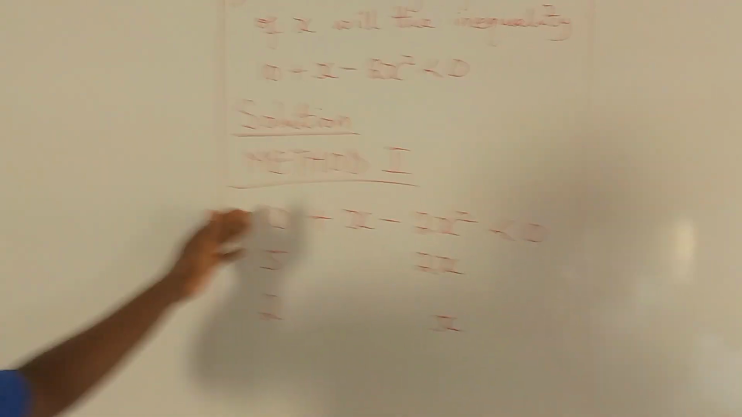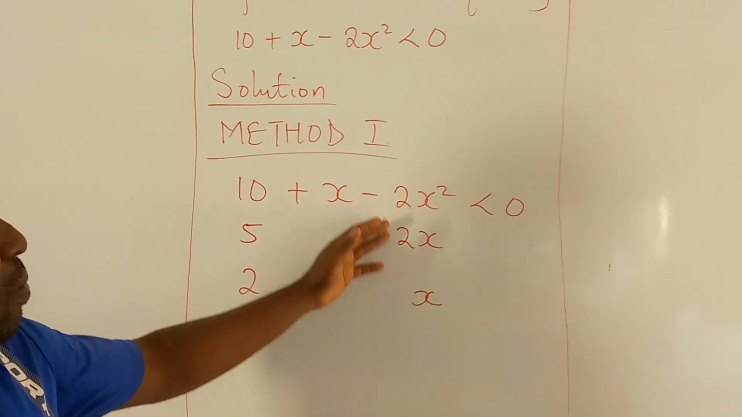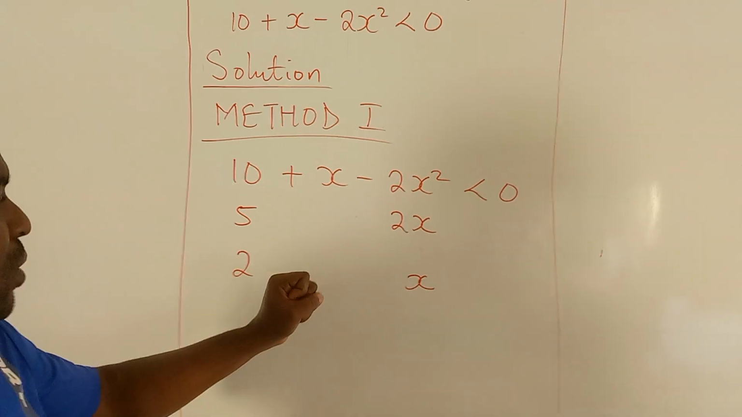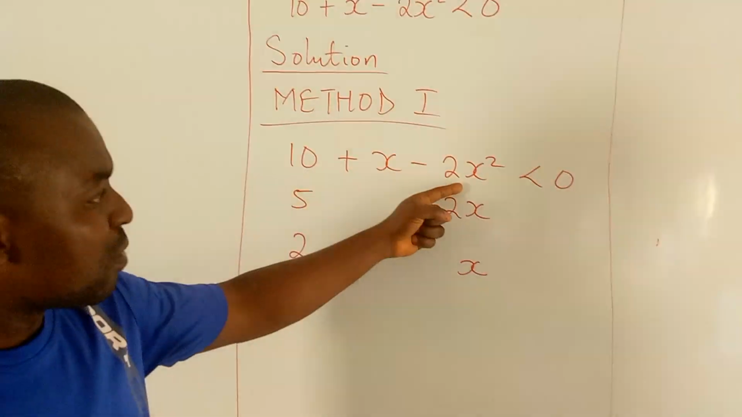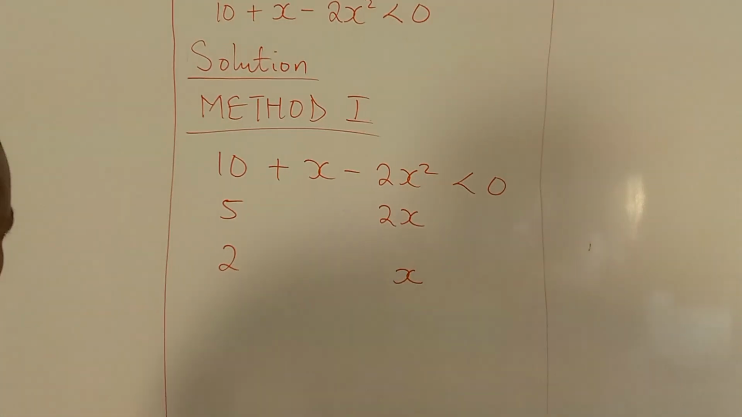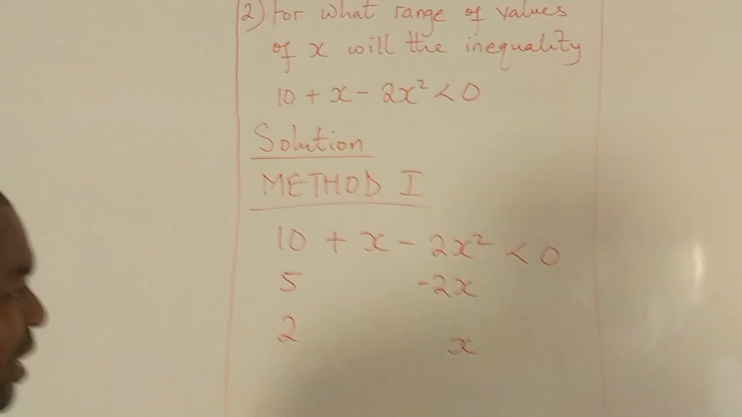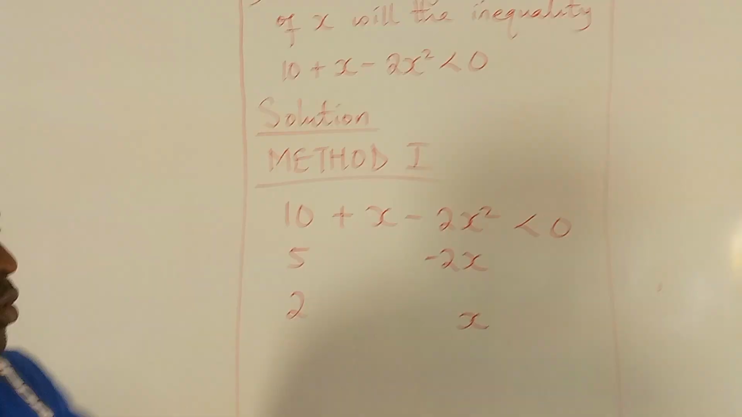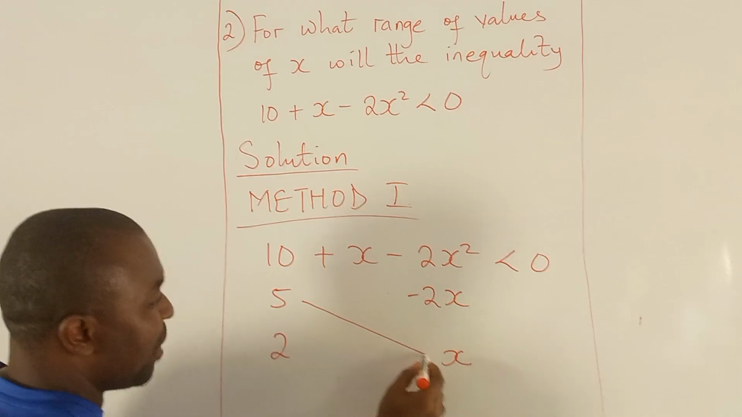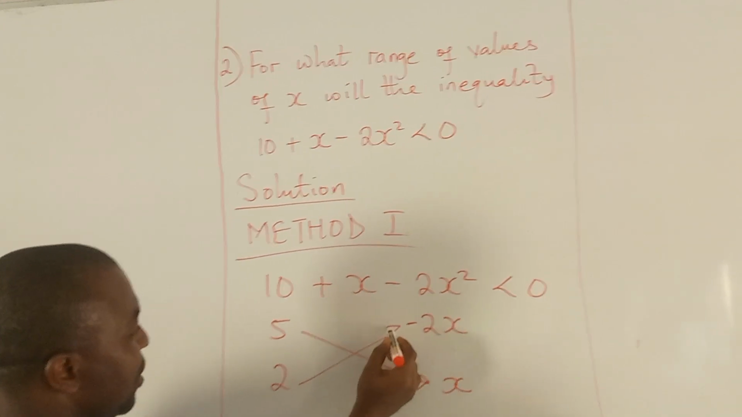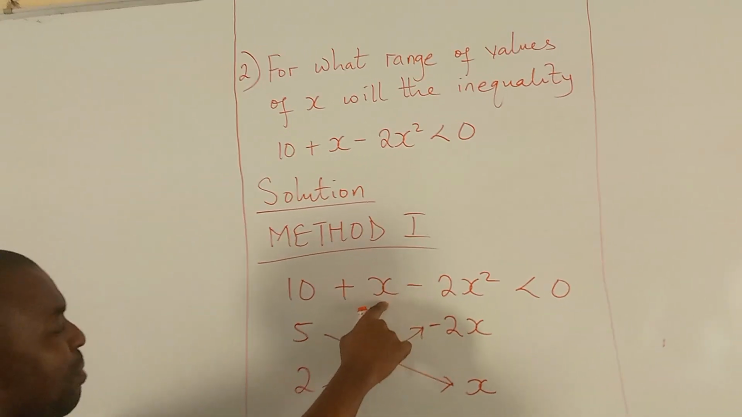Let me go through the step again. Two factors that when you multiply, you have what is here. Now the factors 2x times x is not minus 2x squared. So one of them should carry a negative sign. This one will carry a negative sign. The reason is this: the two factors must be such that when you cross multiply and add, it will give you the middle term, x.